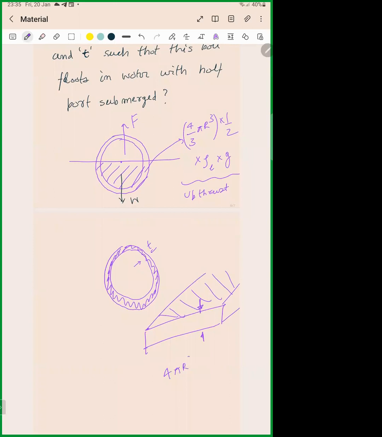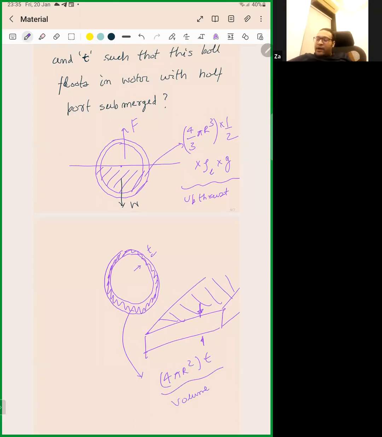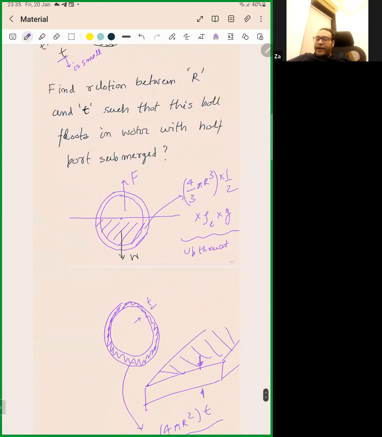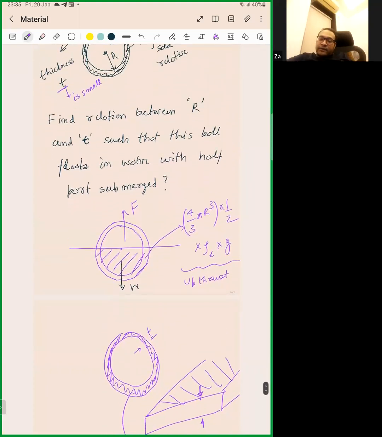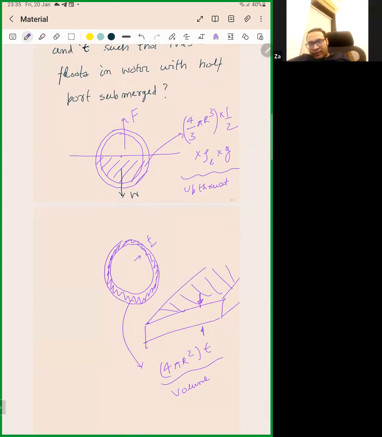And if the volume is known to me, I can multiply it by rho s, which is 1.2. So rho s is the relative one. Rho s is the density of the solid, into G. That will give me the weight. Is this approximation clear?